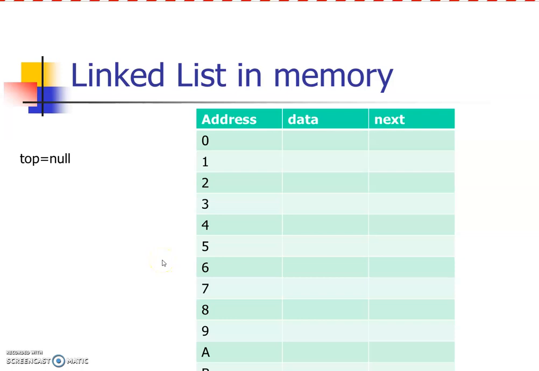So let's take a look at the memory now. In the memory, there are going to be quite a few different addresses available, and each address will consist of the data part as well as the next part. In the beginning, if we don't have anything, we will have a top variable to tell us where the first item's address is going to be. If we have nothing here, top equals null. That is the key thing for us to implement our empty function.